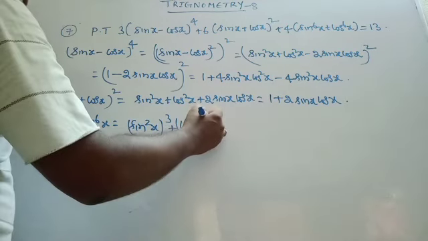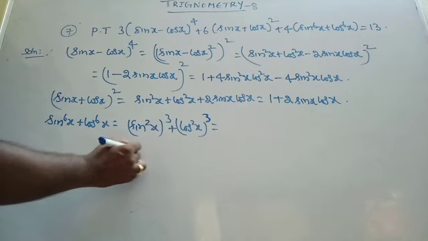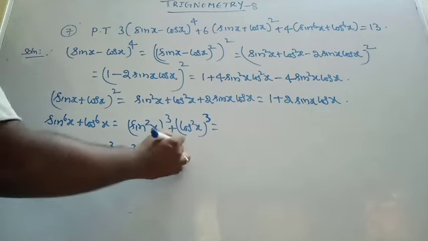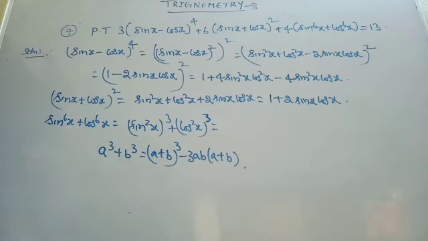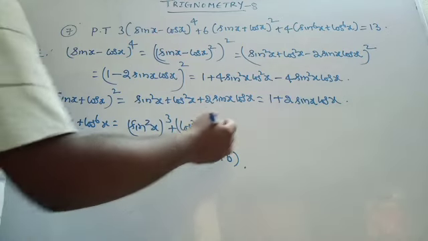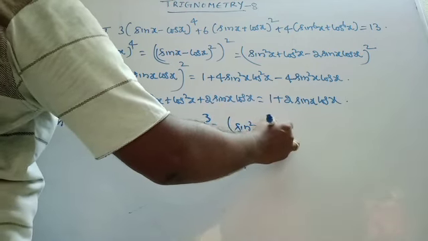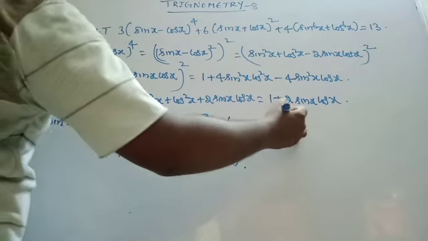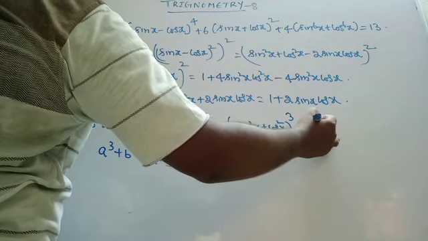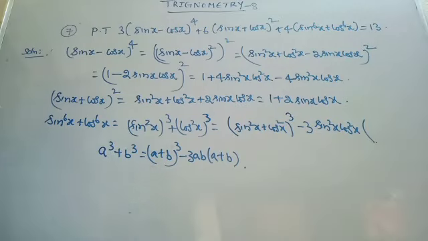a cube plus b cube, you can write it as something like a plus b whole cube minus 3ab into a plus b. Use this fact: a cube plus b cube equals a plus b whole cube minus 3ab into a plus b. That if you use a plus b whole cube, that is nothing but sin square x plus cos square x whole cube minus 3 into sin square x cos square x into a plus b.